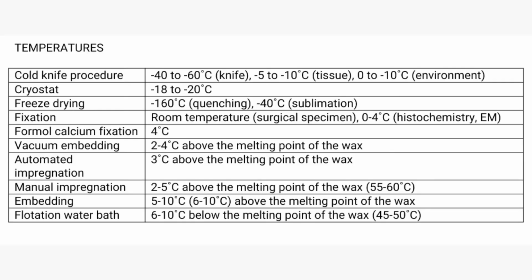But I am going to show you another table, guys, which consists of temperatures. Since you know naman, guys, in Genpath, there are so many temperatures and it is so confusing. So yes, guys, I'm going to show you a table of temperatures. So this is the table, guys, about temperatures. We have the cold knife procedure and its temperature. We have the cryostat, freeze drying, fixation, formal calcium fixation, vacuum embedding, automated impregnation, manual impregnation, embedding, and flotation water bath. So as you can see, guys, on its other side are the temperatures that they require.